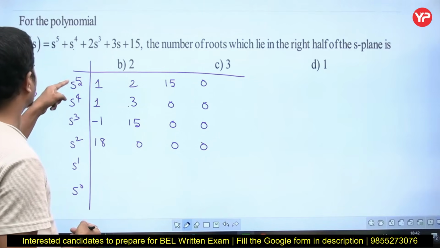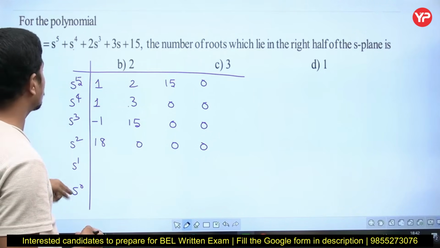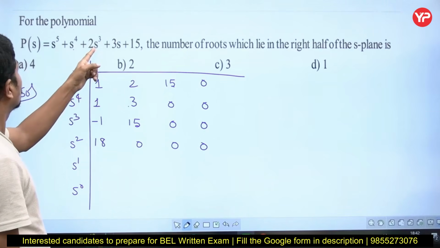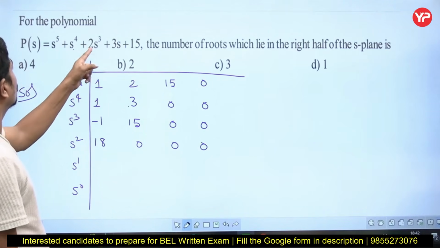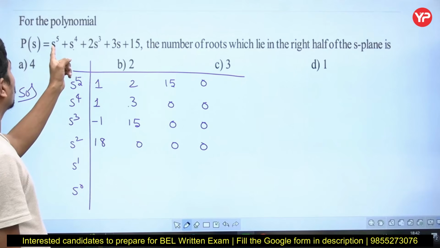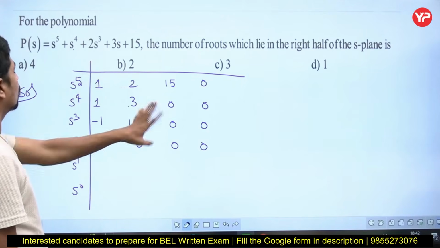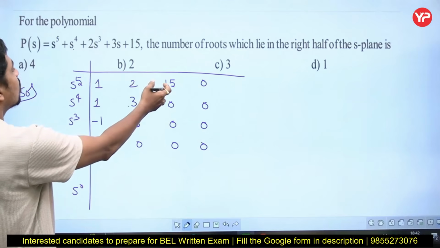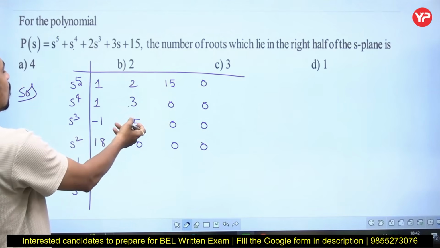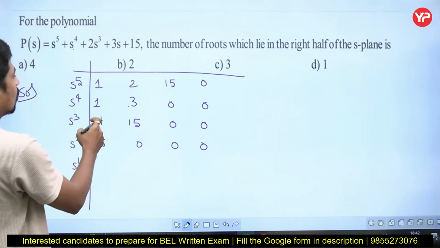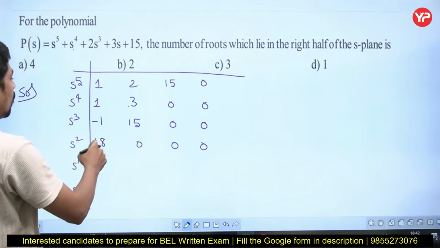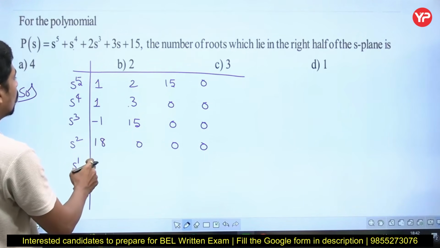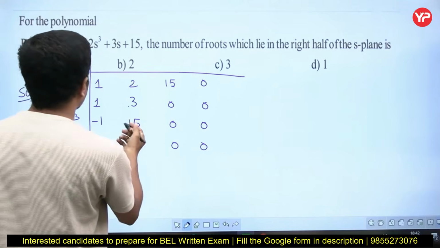S power 5, S power 4, S cube, S square, S power 1, S power 0. Let me calculate it once again. Okay. 1, 2, 15. 1, 3, 0. Fine. This I got, okay. 15 is here, not there. Now here, this into this into this, okay. How much is this going to happen? So this is going to be 15 here directly. Somewhere I committed a mistake in the calculation.